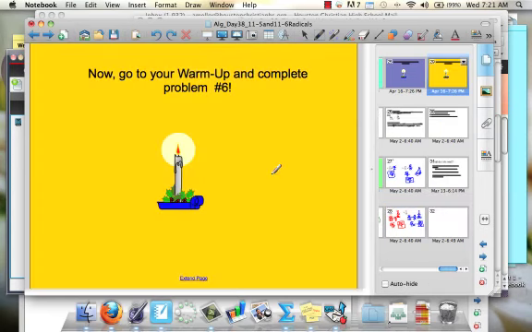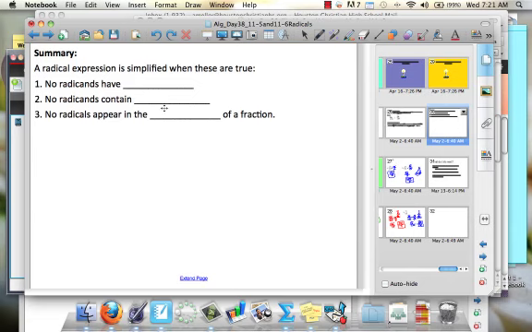So now get to your warm-up and complete problem number 6. So in summary, a radical expression is simplified when these are true. No radicands have fractions. No radicands contain exponents. Okay, and no radicals appear in the denominator of fractions. Now, this means for square roots, okay? You could possibly have an exponent if it's a greater than a square root.